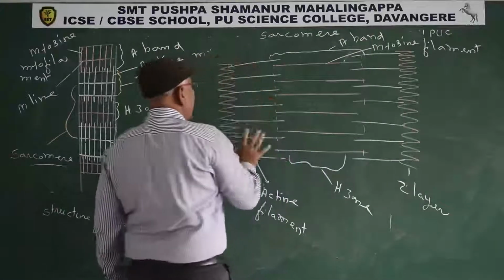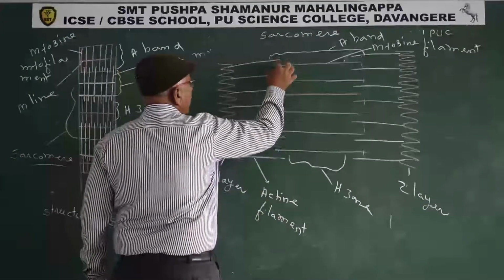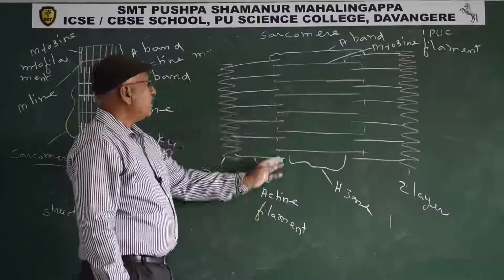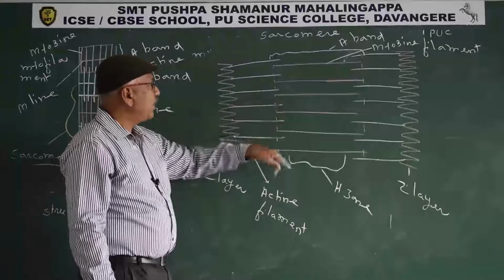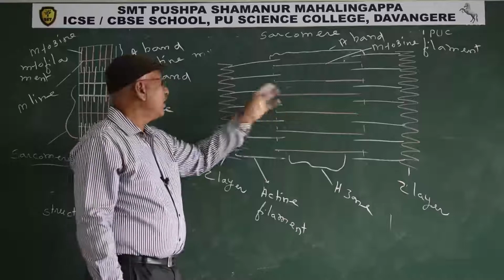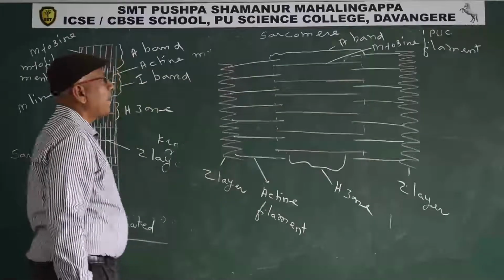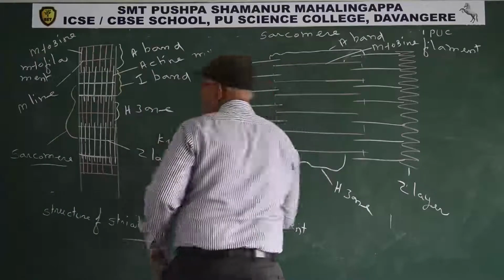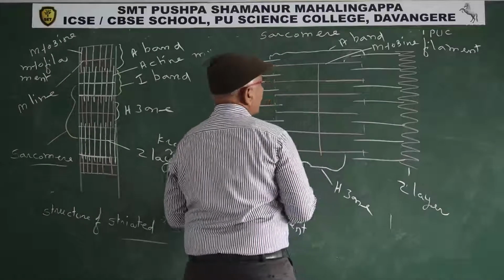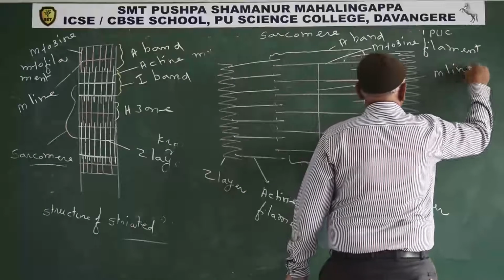I band contains only actin filaments. Peripheral part of A band contains both myosin and actin filaments. H zone contains only myosin filaments. So due to the presence of both actin and myosin filaments, the peripheral part of A band is the thickest zone. H zone is lighter when compared to the peripheral part of A band and thick when compared to I band. The dark line present in the middle region of A band is known as M line.